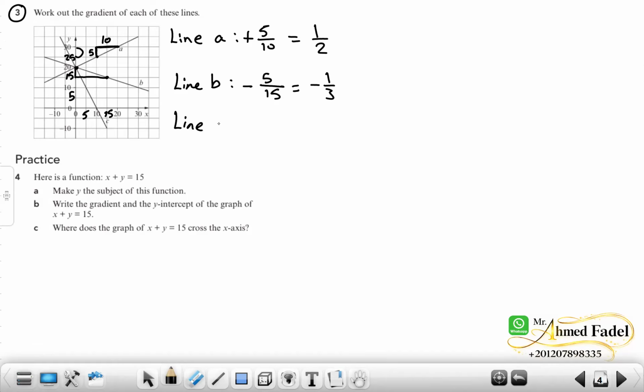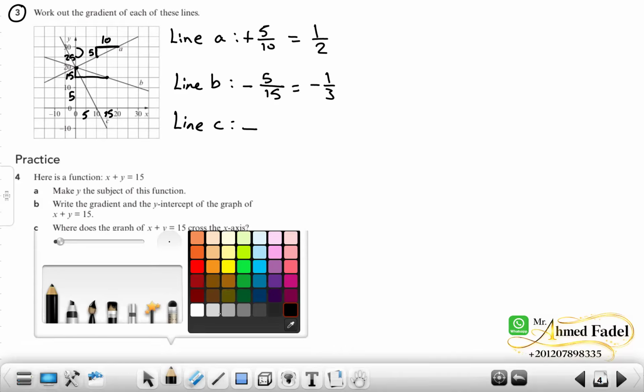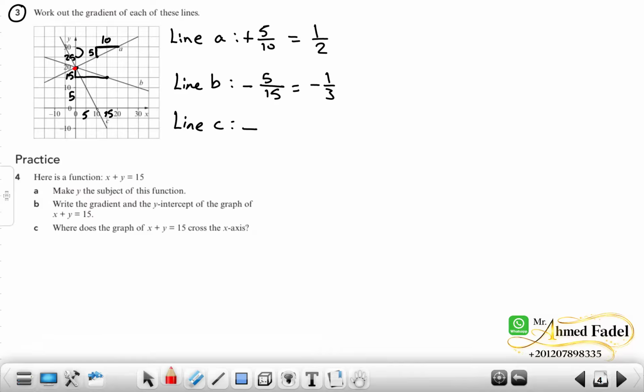Line C. Look at this. It is also decreasing, so it is negative. Two stable points. Let's take the stable points. I'm going to change the color. I'm going to take it from this point until this point. I'm going to go down. I went down 10, from 20 to 10. It is 10 over 5, which is 2. But it's negative 2. I put here the negative sign. It is negative 2 because it is decreasing, it is declining, so it is negative 2.